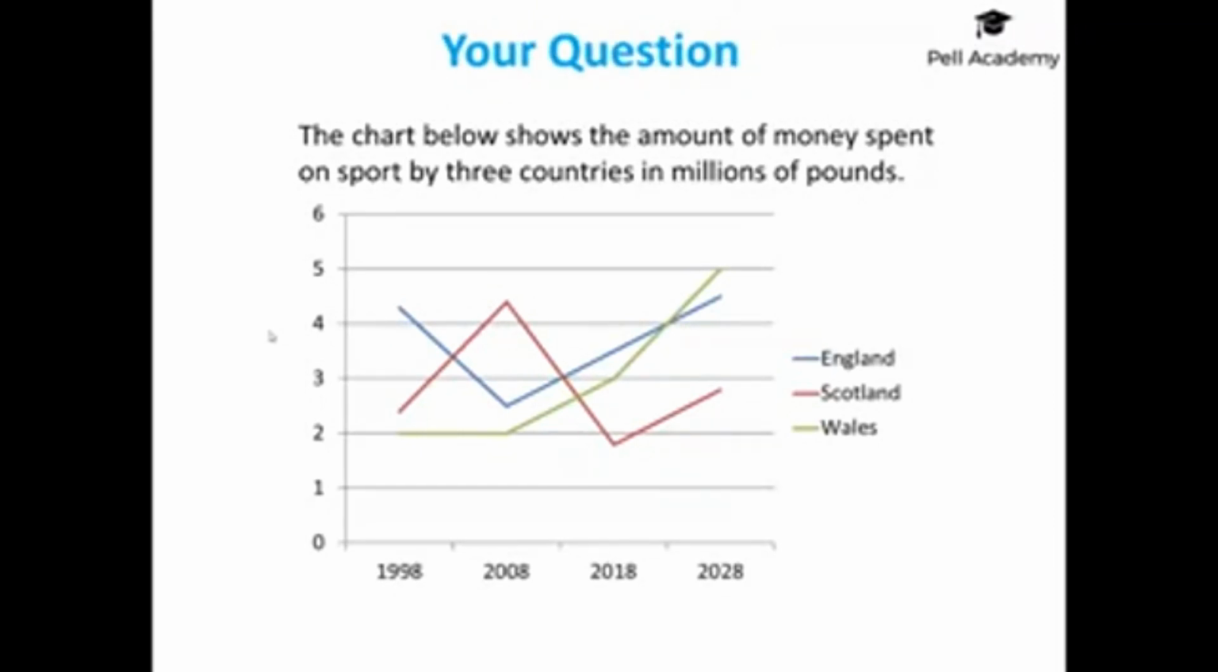And your question this week, you're not writing a full answer for me. All I want you to do is write sentences using the language we looked at to describe the amount of money spent in England, the amount of money spent in Scotland, and the amount of money spent in Wales. So just describe the blue line, describe the red line, and describe the green line for me. It might take more than 1 sentence for each line. That's fine. So you're looking at somewhere between 3 and 6 sentences for this task.